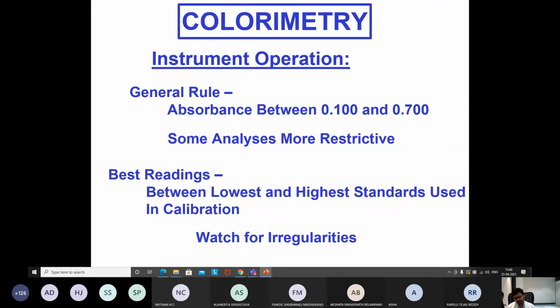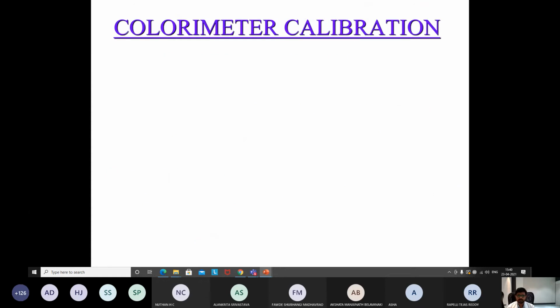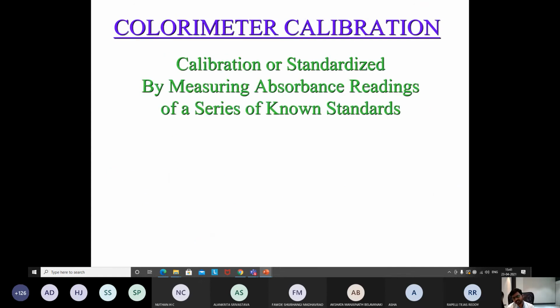If it is going below the lowest, or beyond the highest, then we should not consider those concentrations. That time we have to dilute our sample and redo the test. So, colorimeter calibration. Calibration is like checking the instrument's functionality. Calibration is standardized by measuring absorbance readings of a series of known standards, as I showed in the previous slide. So we know the concentration of that particular substance and we will measure the absorbance. For 0.2 ppm concentration, how much absorbance it is showing, for 0.4 how much absorbance it is showing. We are going to tabulate that, and we will also make a calibration curve.